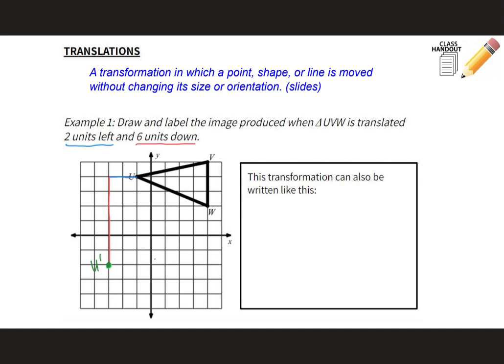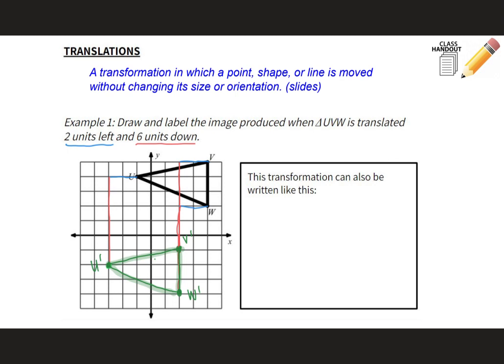We're going to do the same thing with V. We're going to go 2 units left, 1, 2, and then we're going to go 6 units down, 1, 2, 3, 4, 5, 6. This is my V prime. And then lastly, W, we're going to go 2 units left, 1, 2, and we're going to go down 6, 1, 2, 3, 4, 5, 6. W prime. So now I have my new figure here, which I'm going to actually highlight just so we can see it a little better. So as we can see, our new figure, U prime, V prime, W prime, is the same size and shape as the original.